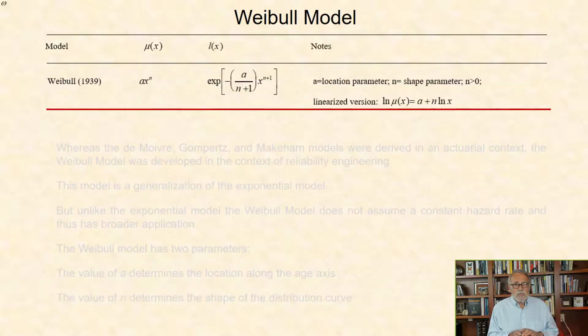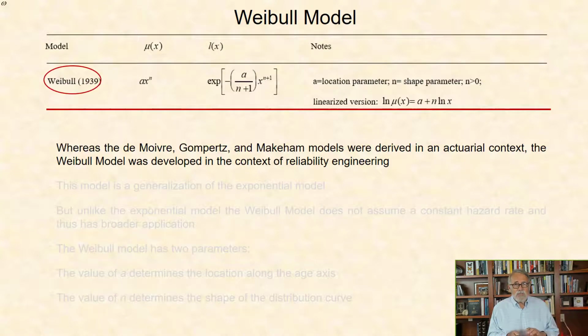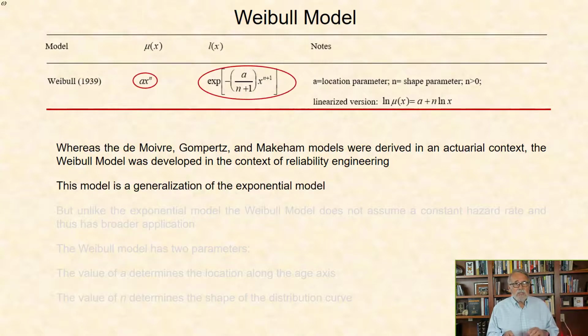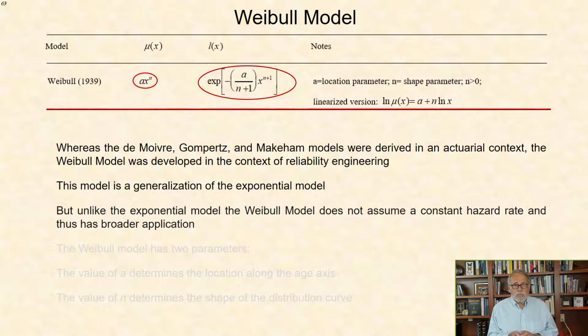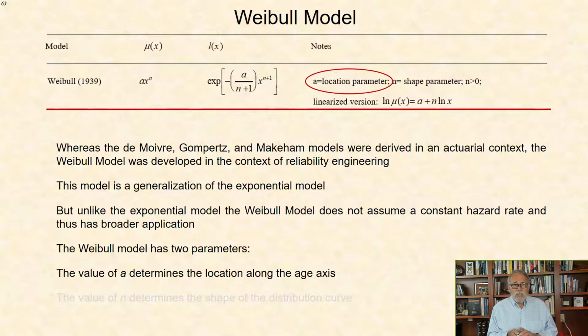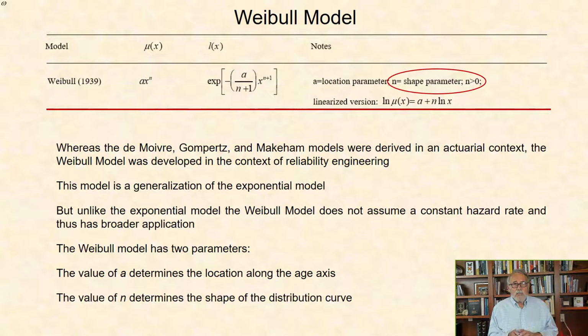Whereas the De Moivre, Gompertz, and Makeham models were derived in an actuarial context, the next model we consider, called the Weibull model, was developed in the context of reliability engineering. This model is a generalization of the exponential model, but unlike the exponential model, the Weibull model does not assume a constant hazard rate and thus has broader application. This model has two parameters. Parameter A determines the location along the age axis, and parameter N determines the shape of the distribution curve.